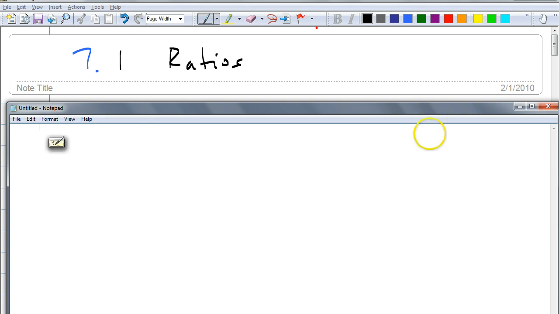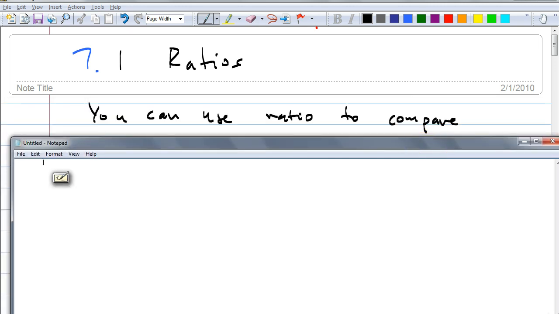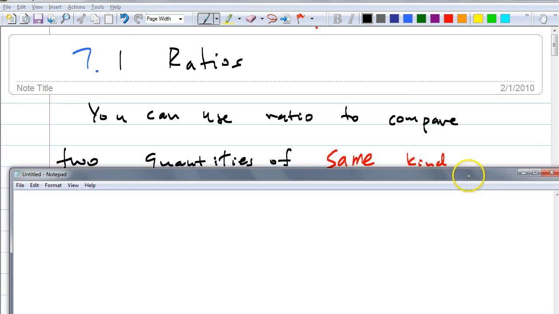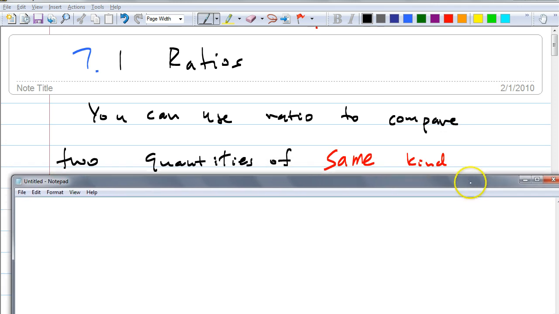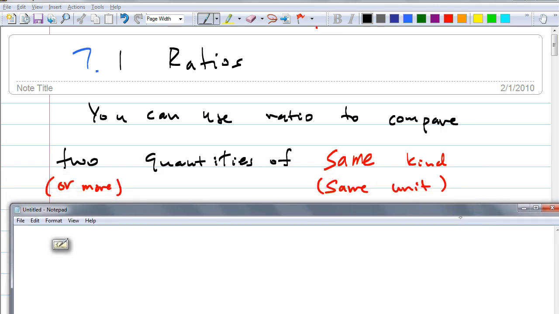You're right. So write this down. Ratio. You can use ratio to compare 2 quantities. Actually, more than 2. Doesn't have to be just 2. 2 quantities of same kind. What I mean by same kind, that they have to have the same unit. Okay, so write this down.